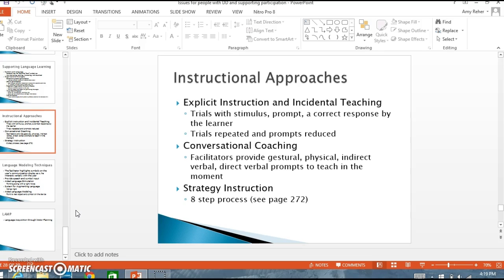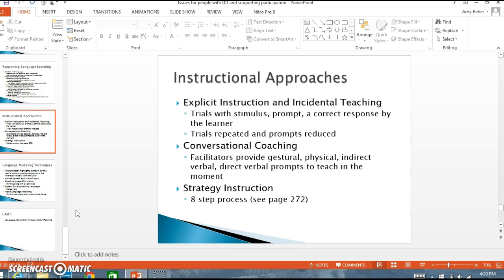Conversational coaching is another strategy that you can use. This works really well if you have two AAC users, but can also work well with just one. So basically you, the SLP, are going to be working as a facilitator, and you're going to be providing prompts to the individuals who are using the AAC device when they are using conversational skills. So you're going to have one person ask a question. You're either going to use a gesture, you're going to point to a question on their device, do a physical, a hand over hand, an indirect verbal, like, "Well, maybe you could ask your friend a question here," or direct verbal prompts such as "push this button," to teach right in the moment as the conversation is happening.